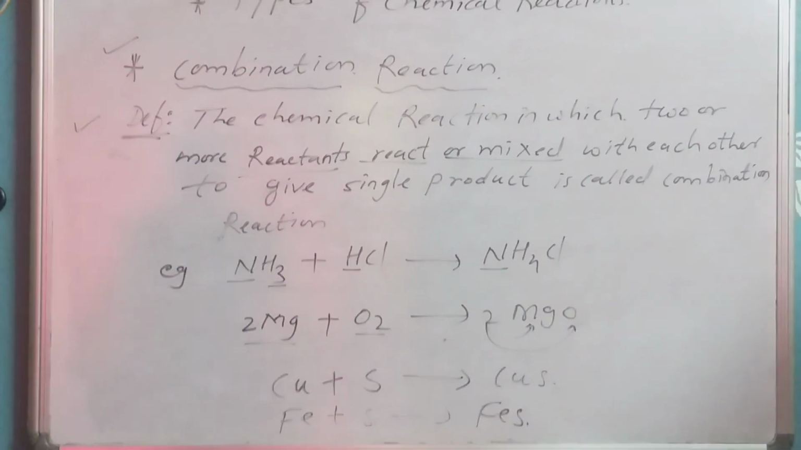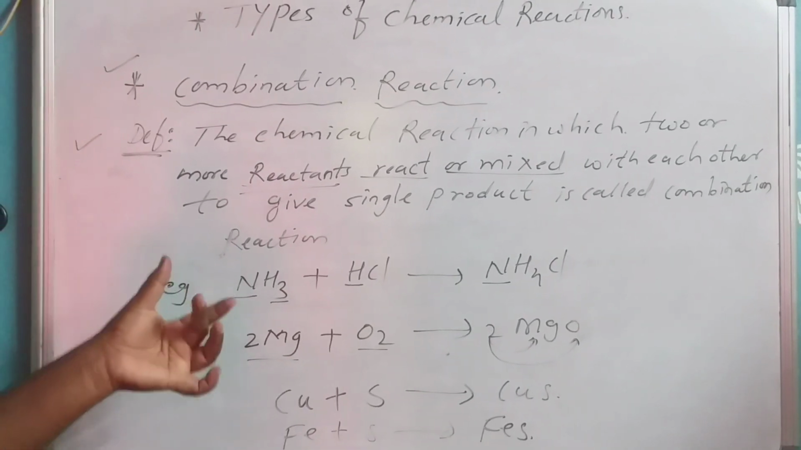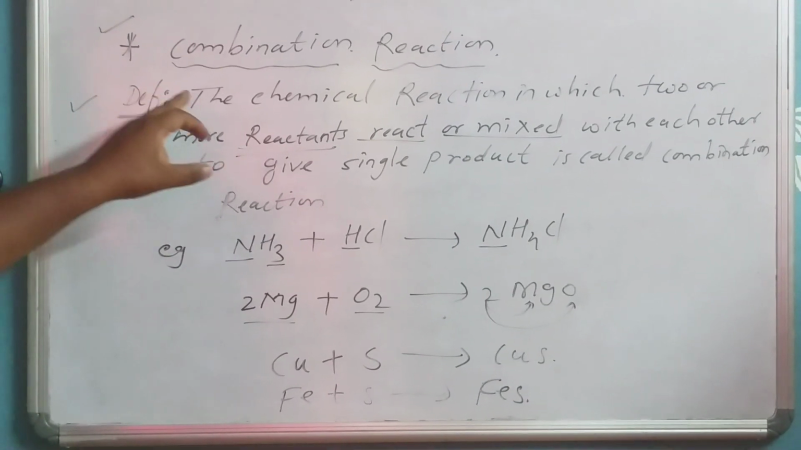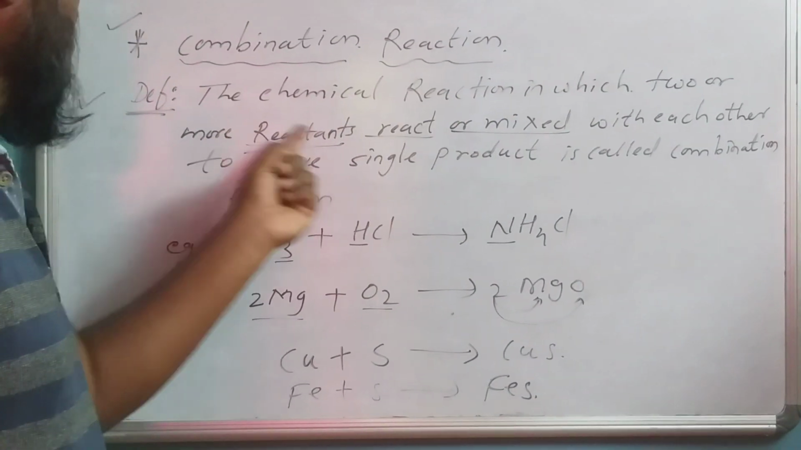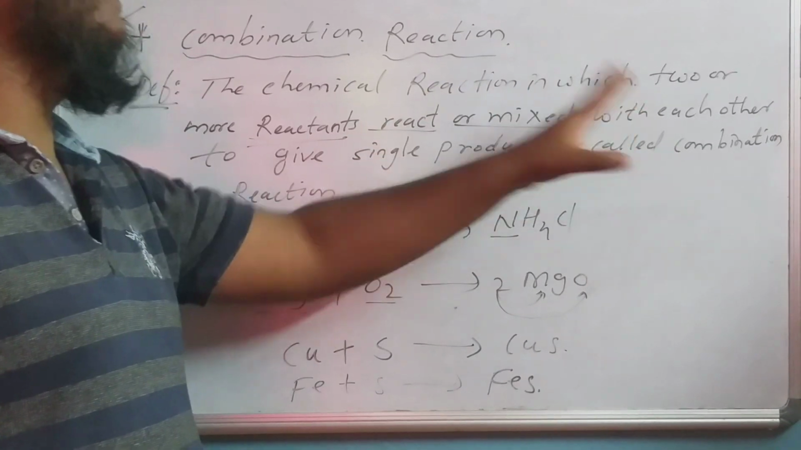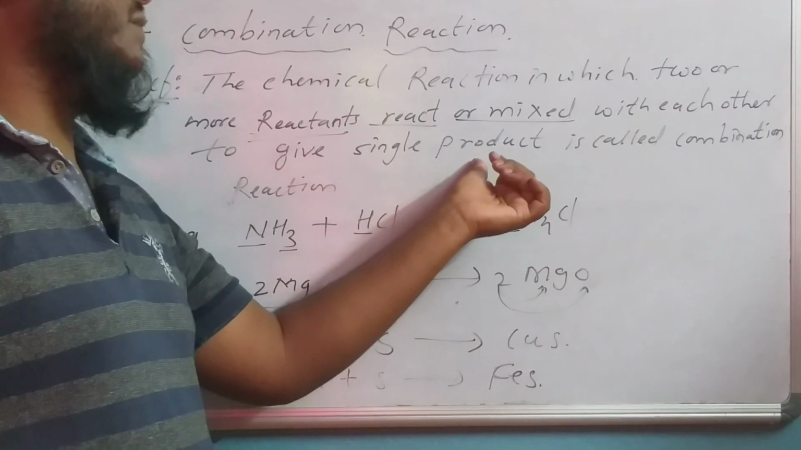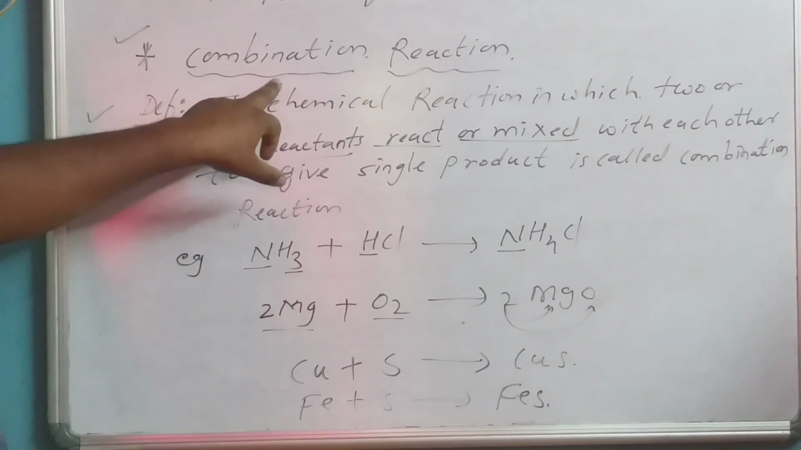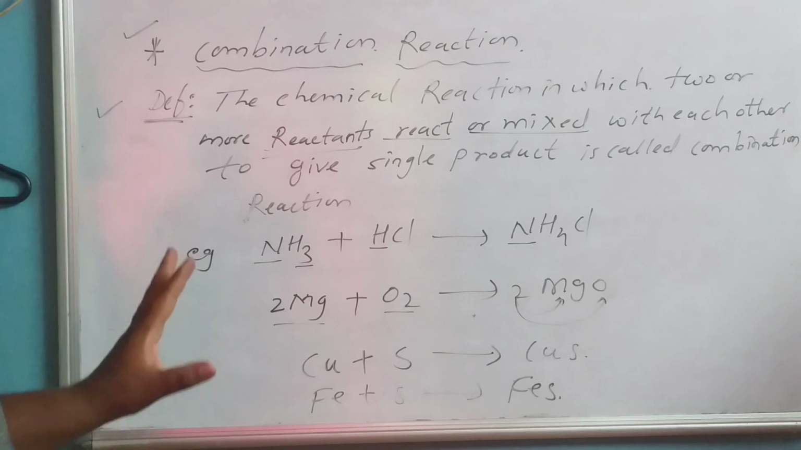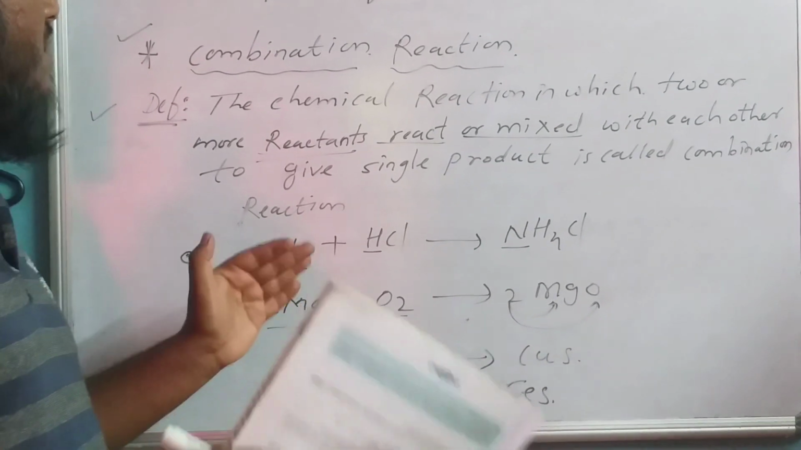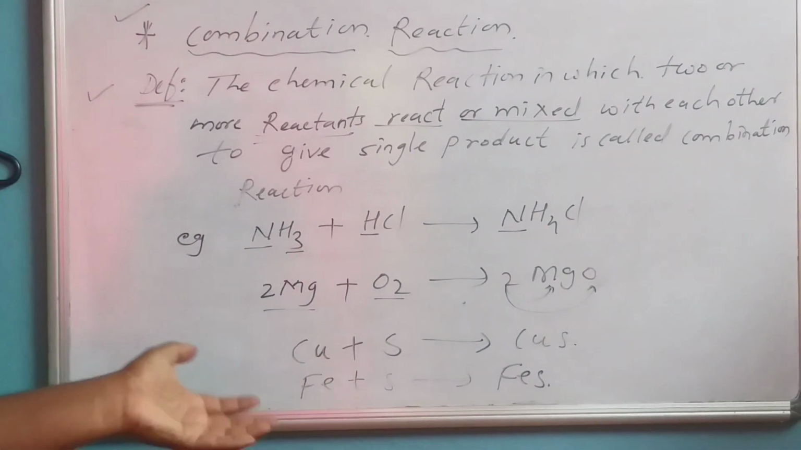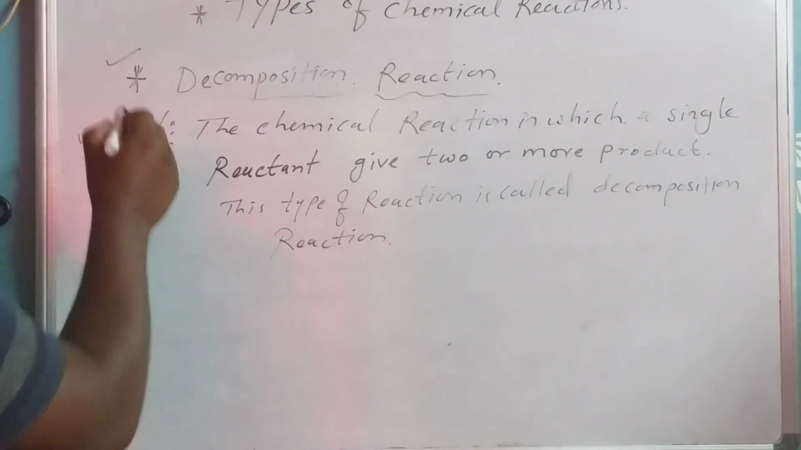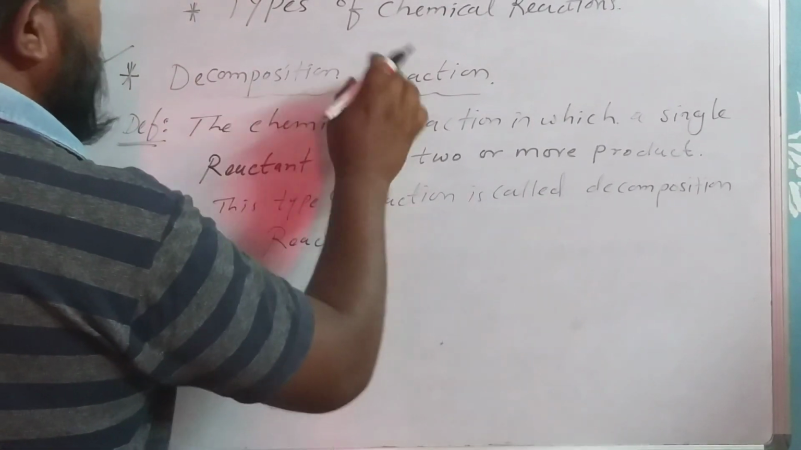Like this we can write examples, but dear students, keep in your mind the definition is also important and examples are also important. The chemical reaction in which two or more reactants react or mix with each other to give a single product is called a combination reaction, as the name of the reaction is also indicating the meaning. That means we have to mix or react two or more reactants together, and it will give a single product. Now the second type of chemical reaction is decomposition reaction.